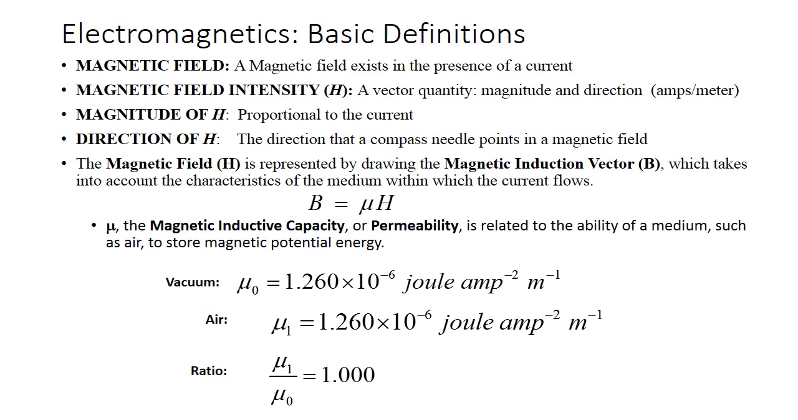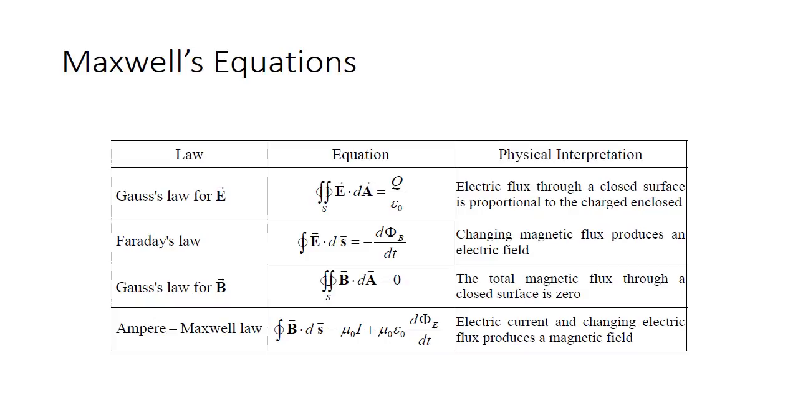The magnetic inductive capacity, or permeability, is related to the ability of a medium such as air to store magnetic potential energy. Here again, we're looking at it in vacuum, air, and then the ratio of mu. Then here are the actual equations that make up Maxwell's equations. There are 4 of them: Gauss's law for electricity, Faraday's law, Gauss's law for magnetics, and then Ampere's law.